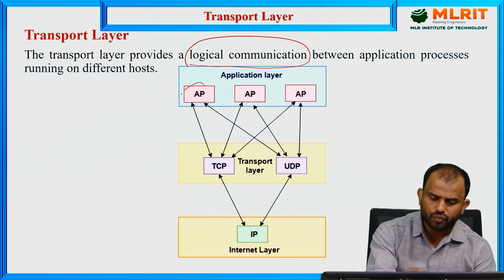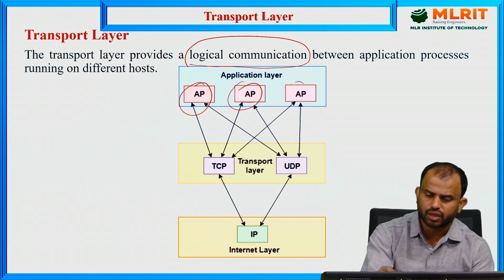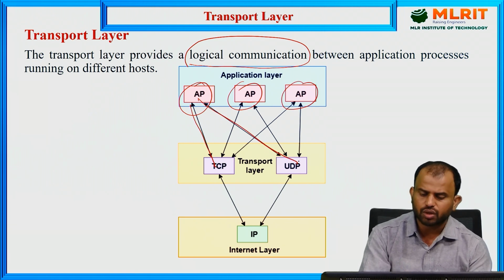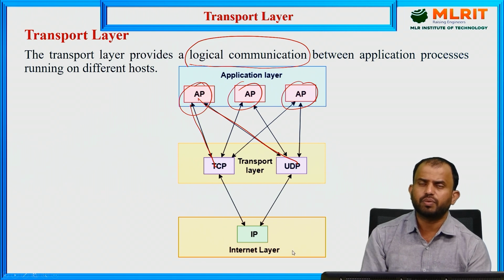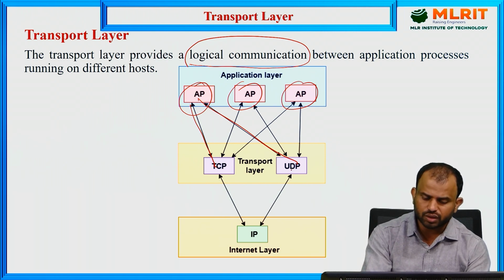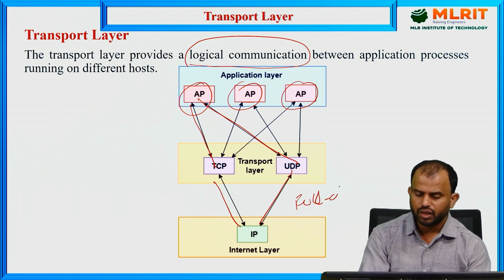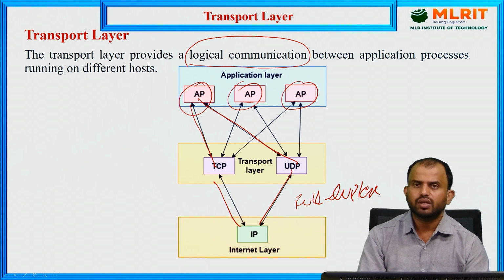So here we have the application process in the application layer. The application process may connect to the TCP layer, or else to the UDP layer, which may be based upon a connection oriented mechanism or else connectionless communication. But all of them are connected to the IP protocol. This way a full duplex kind of communication is established between the services.